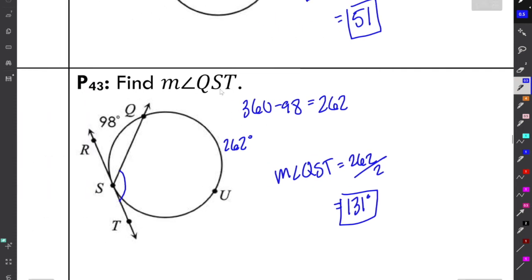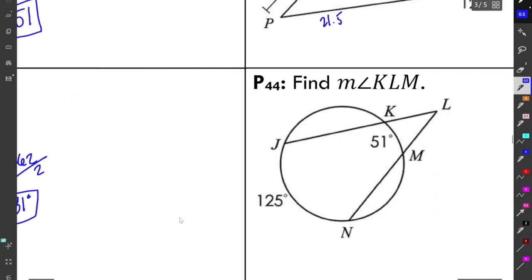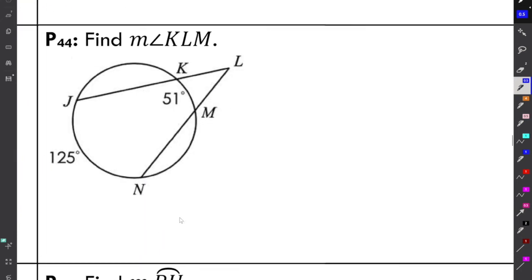Not the only way we could have done this. You could have found QSR and then subtracted from 180 to get QST, because of course they're a linear pair right there. All right, measure of angle KLM.